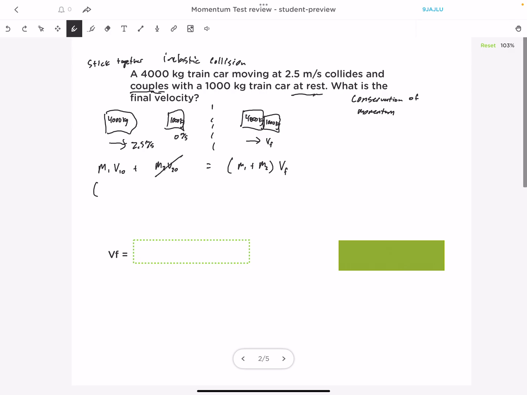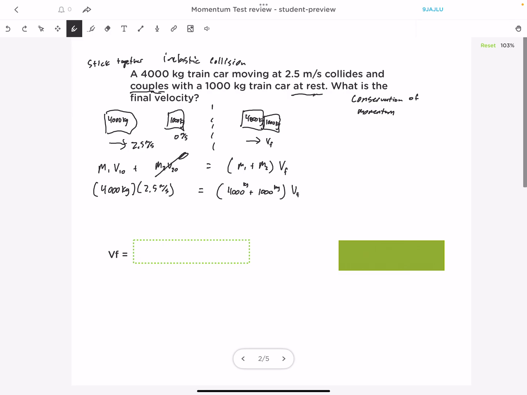We understand that this is going to be 0, right? Because anything times 0 is 0. So the second train car is at rest. It has 0 momentum. And I have 4,000 kilograms times 2.5 meters per second. That has to equal 4,000 plus 1,000. I should put the units as well. Kilograms. Okay. Times the final velocity.